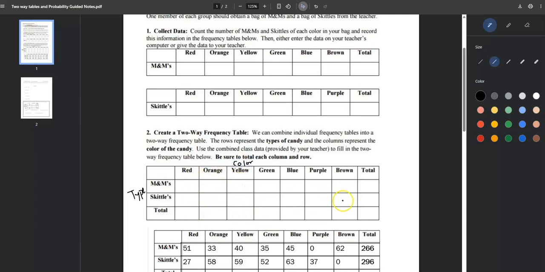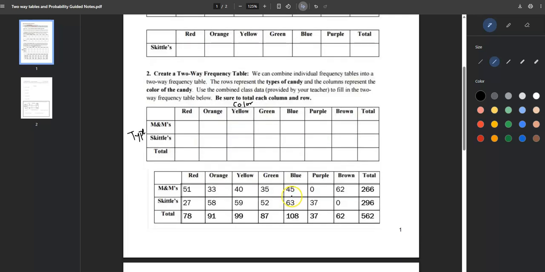So my columns are all going to be color. My rows are going to be the type of candy. And then I always add in these totals there at the end. Okay? And then all I do is simply count them up and put them in a table. So I've got all my numbers that go in here. That is organized very nicely, and I can do probability with this.